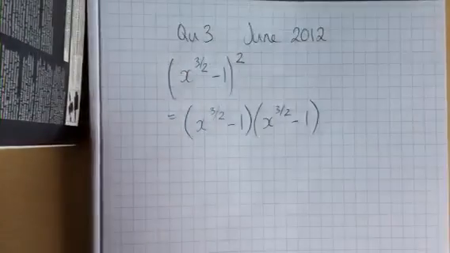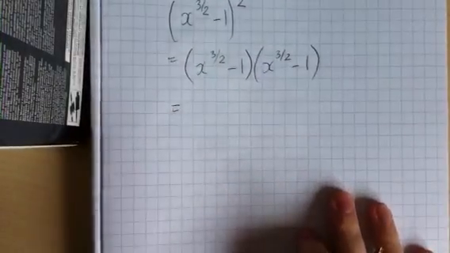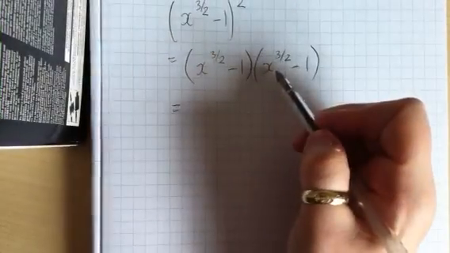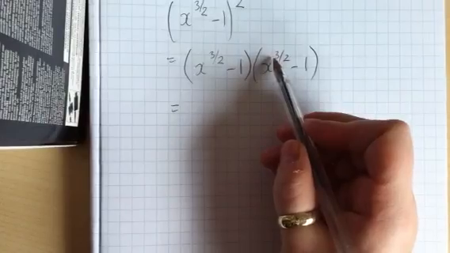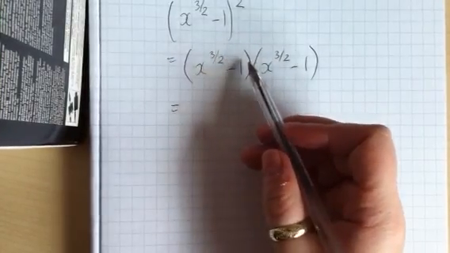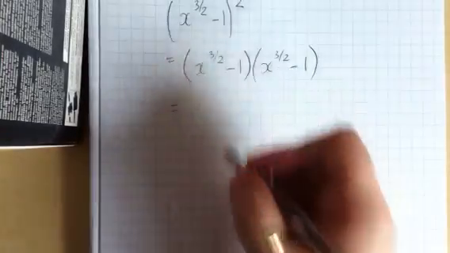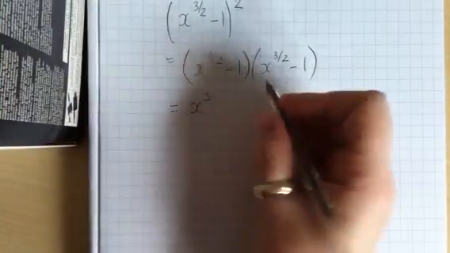Takes 10 seconds. Don't be lazy. So, crab's claw, foil, whatever you use, you need to multiply that one by that one first. When you multiply indices, you add them, so that's x to the power of 3 over 2 plus 3 over 2. 3 over 2 plus 3 over 2 is 6 over 2. 6 over 2 is 3, so that's x cubed.